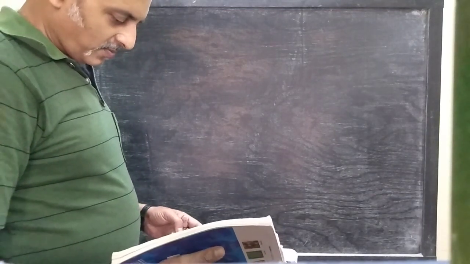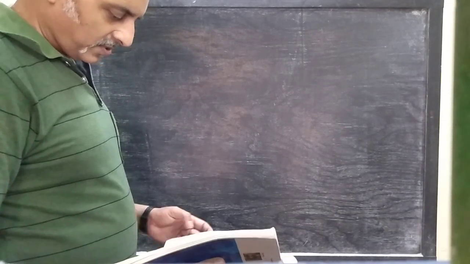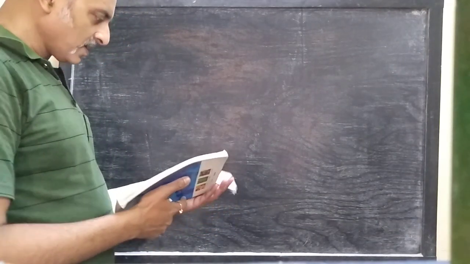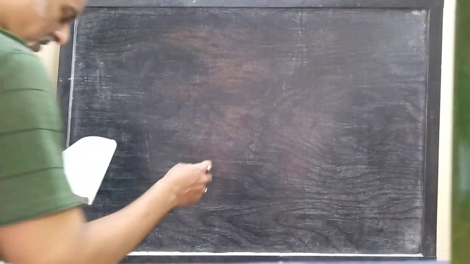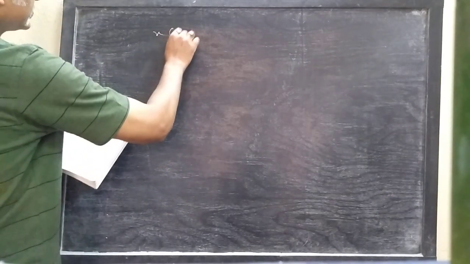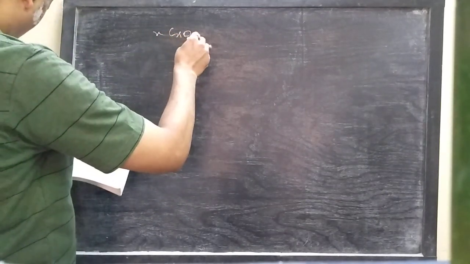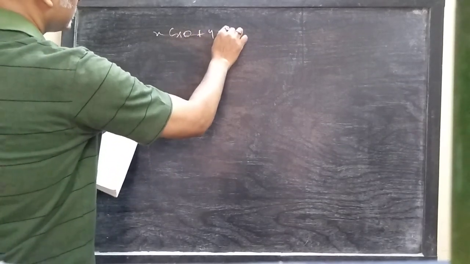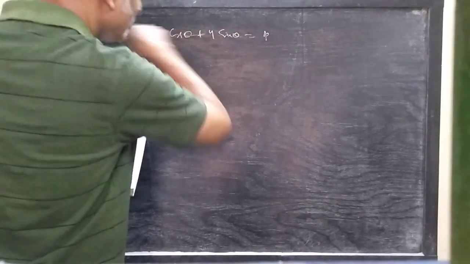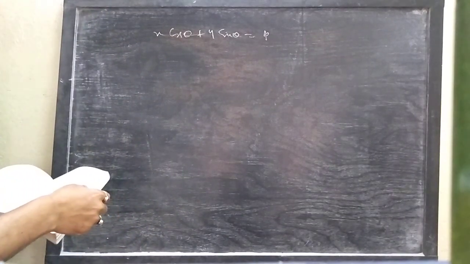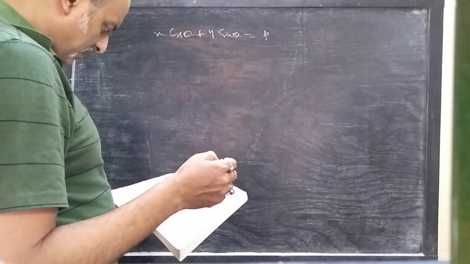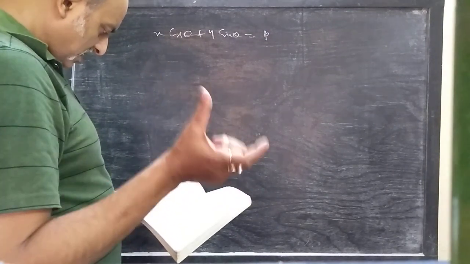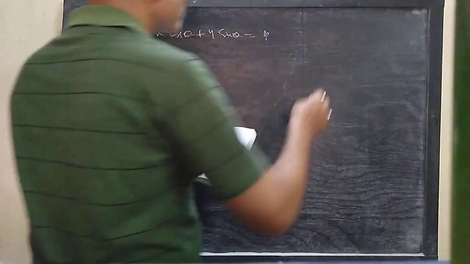Prove that the locus of the midpoint of the portion of the line segment made by the line upon the coordinate axes. The equation of the given line is x cos theta plus y sin theta equals p. That is a straight line in its normal form. And you are asked to find the midpoint of the line segment of the portion intercepted between the coordinate axes.